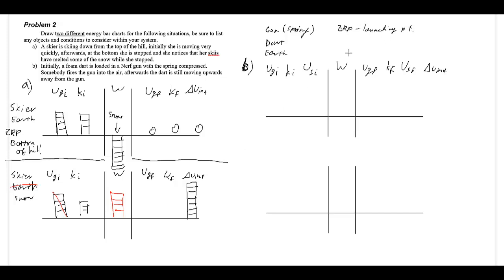Right, so that's the zero reference point, at the launching point of the dart, so that means that there's no gravitational potential energy to start. There's also no kinetic energy to start because it's not moving, but there's a whole load of elastic potential energy because it's loaded against this spring.